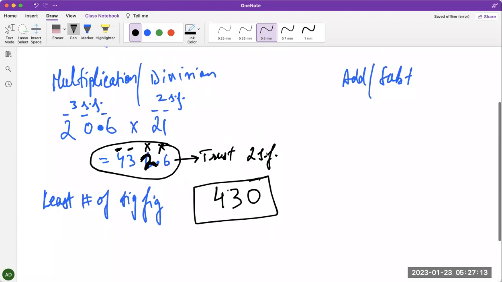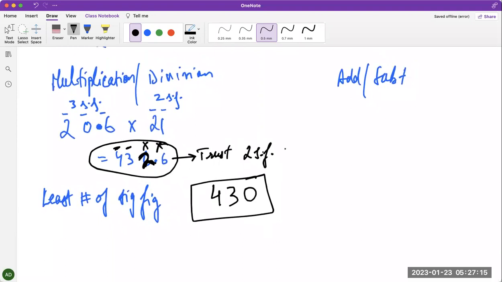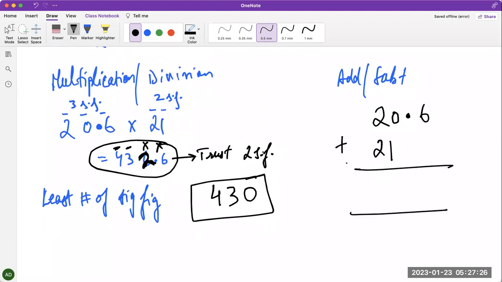Now we'll do more problems, of course, but we want to discuss what the rules are for addition and subtraction. So let's say I had the same numbers, 20.6 and 21, and those are the two numbers that I was adding. Then what do we do? So guys, this 6 goes down, the decimal goes down, and then since you're adding them, 20 and 21, that becomes 41.6, right?